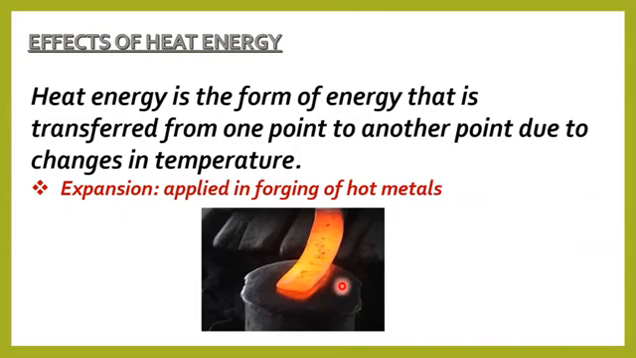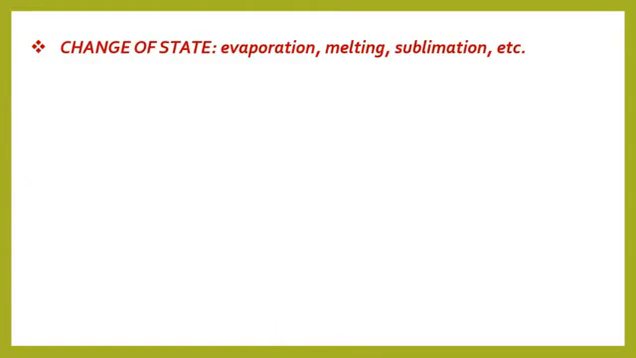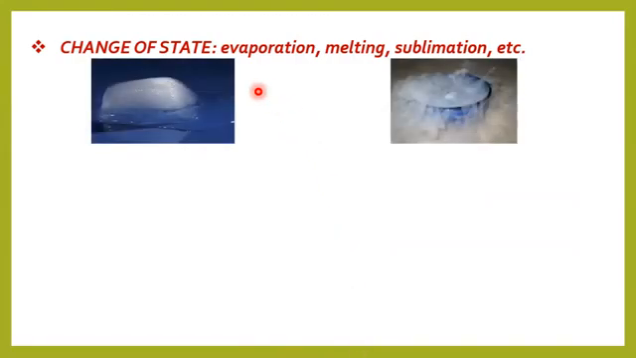Now let's move on to the second effect. As we identified in our lesson starter, the second effect talks of change of state of matter. What we are saying here is that when heat is applied on material, the material can change from one state to another. So the first picture, when heat was applied to the ice, it turns from its solid state to the liquid state.